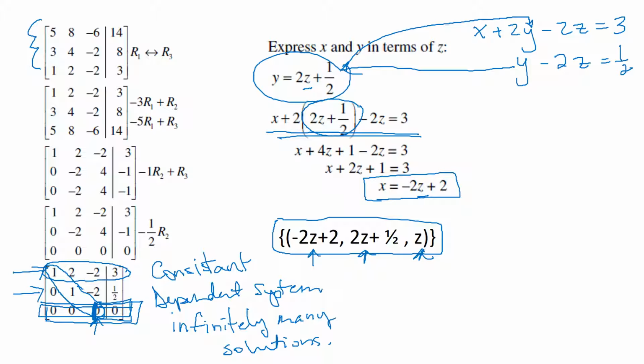Then we use those equations as our solution. We know that x is going to be negative 2z plus 2. We know our y variable in terms of z is 2z plus 1/2, and then our z value just stands alone. And that's how you write a solution when you have a consistent dependent system with 3 variables and infinitely many solutions.